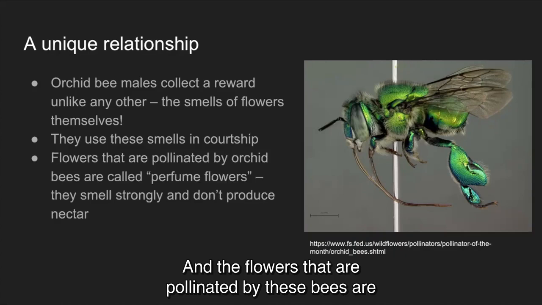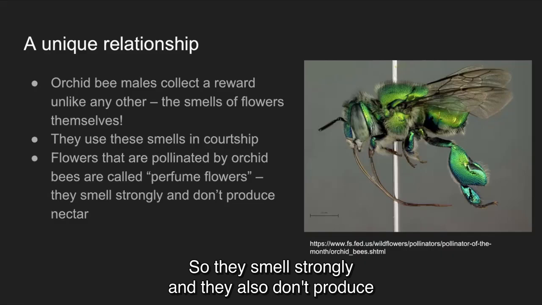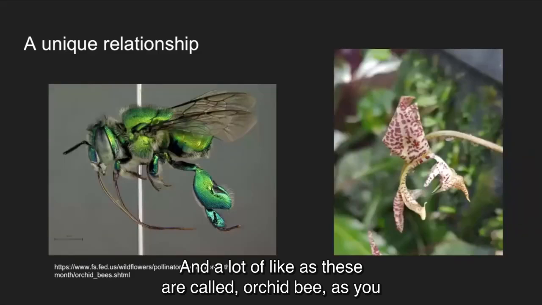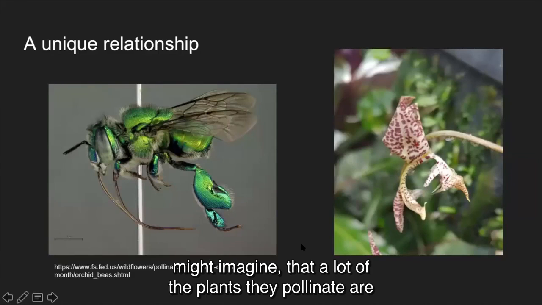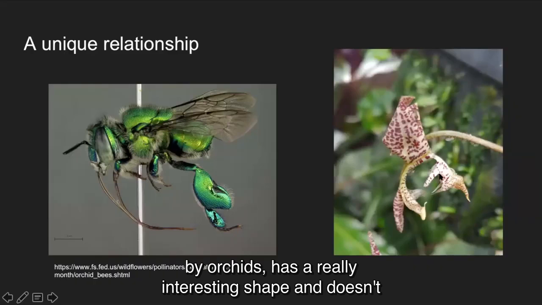And the flowers that are pollinated by these bees are called perfume flowers. They smell strongly, and they also don't produce any other rewards, so they don't produce nectar. As these are called orchid bees, you might imagine that a lot of the plants they pollinate are orchids, and that seems to be the case. So here is one species of orchid that's pollinated by orchid bees, has a really interesting shape, and doesn't produce any nectar.